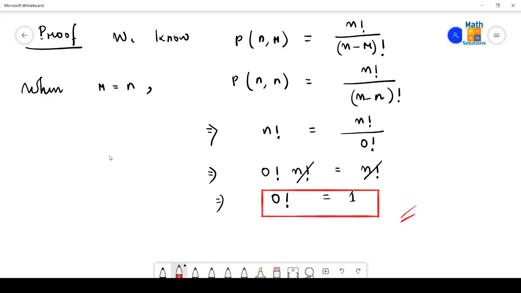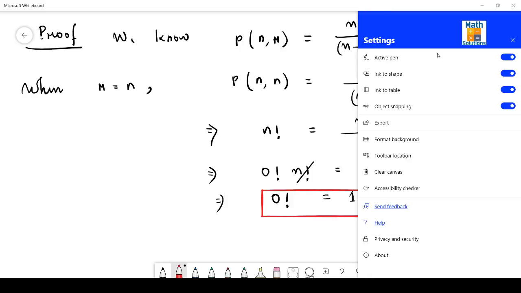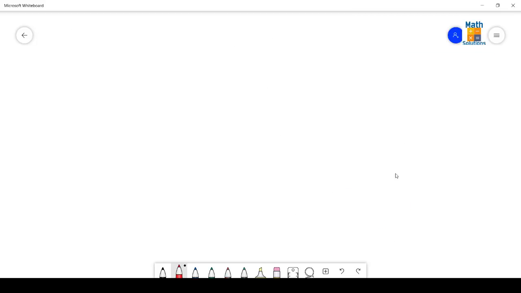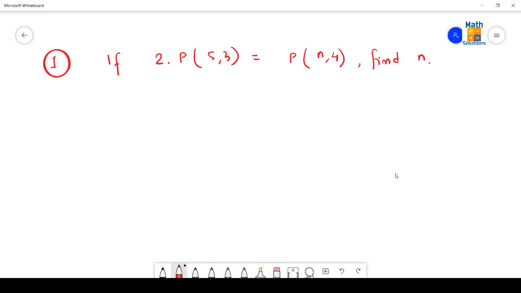So with this, I am going to discuss 2 more questions after these theorems. Let us come to the first question. The first question is what? Question number 1. What is said here? If 2 into P 5 comma 3 is equal to P n comma 4, find n.